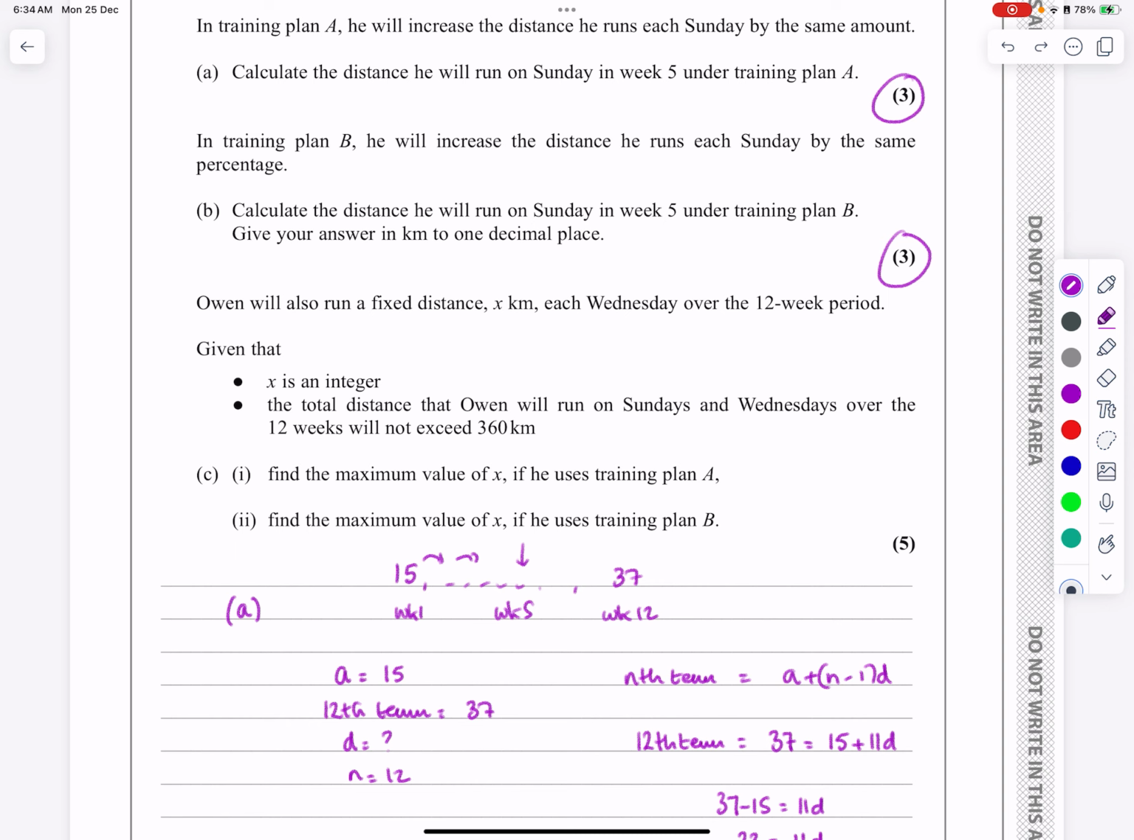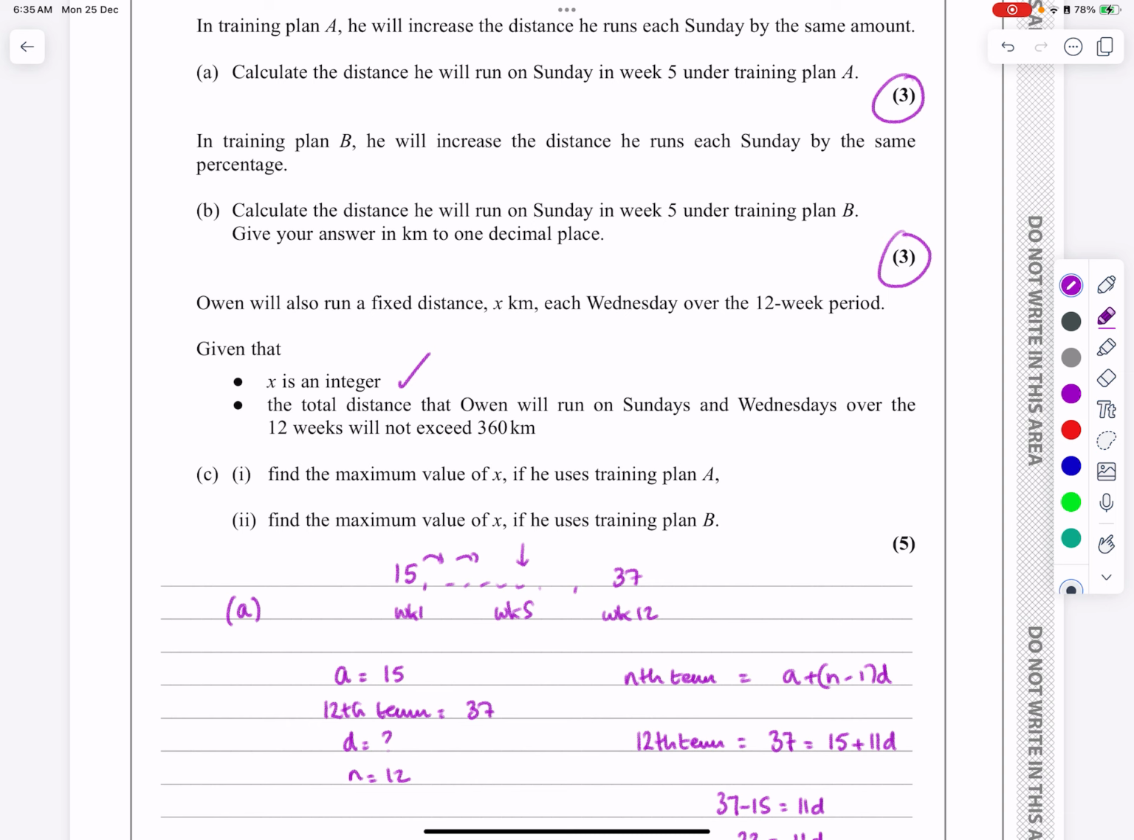So this is where the Wednesday bit comes in. It says Owen is going to either run plan A or he's going to run plan B, but also in the meantime, he's going to run the same distance every Wednesday. So he's going to run X, then X, then X, then X. So we know he'll have done 12X for the Wednesday plus whatever he does on the Sunday. So it says X is an integer. Okay, so X is going to be a whole number. The total distance that Owen will run on Sundays and Wednesdays combined is not going to exceed 360 kilometers.